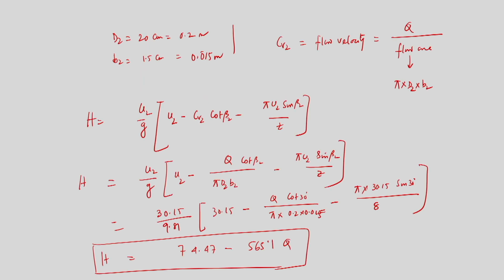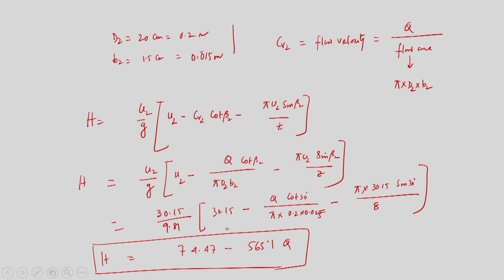Now, the last part is that from this H-Q curve I can draw the H-Q characteristics. If I go back to my previous slide, now if I make Q equal to 0, I will get the magnitude of H, that is 74.47.